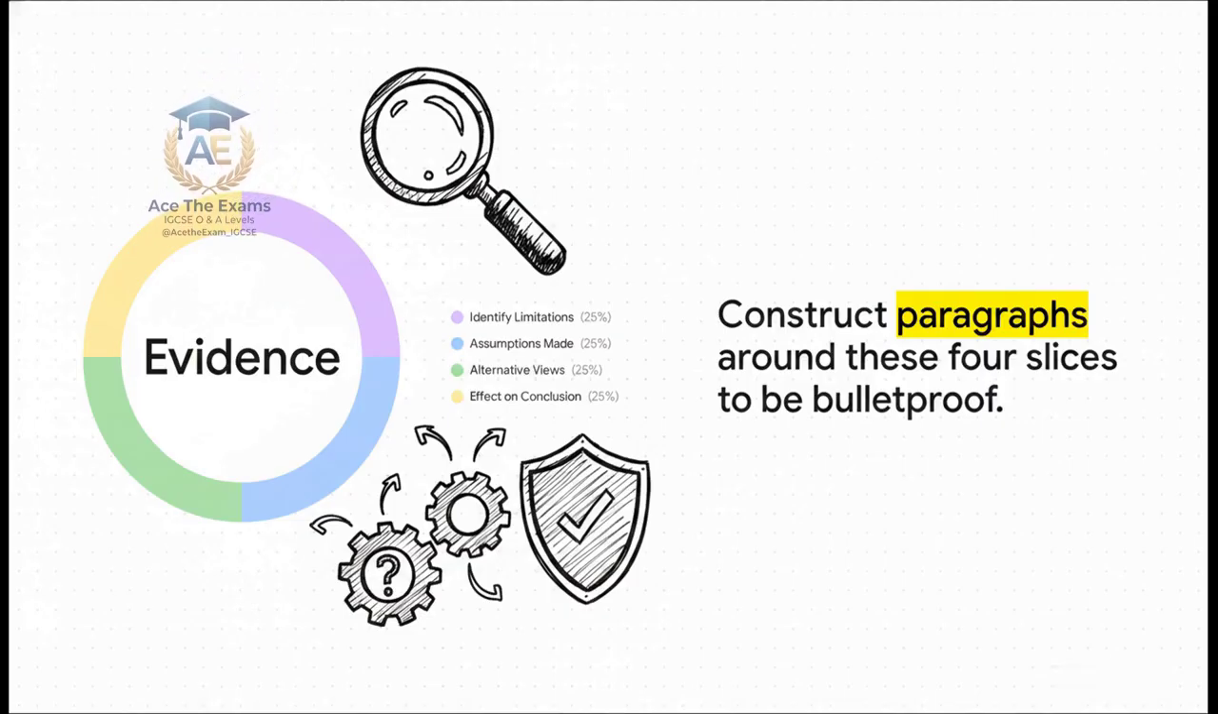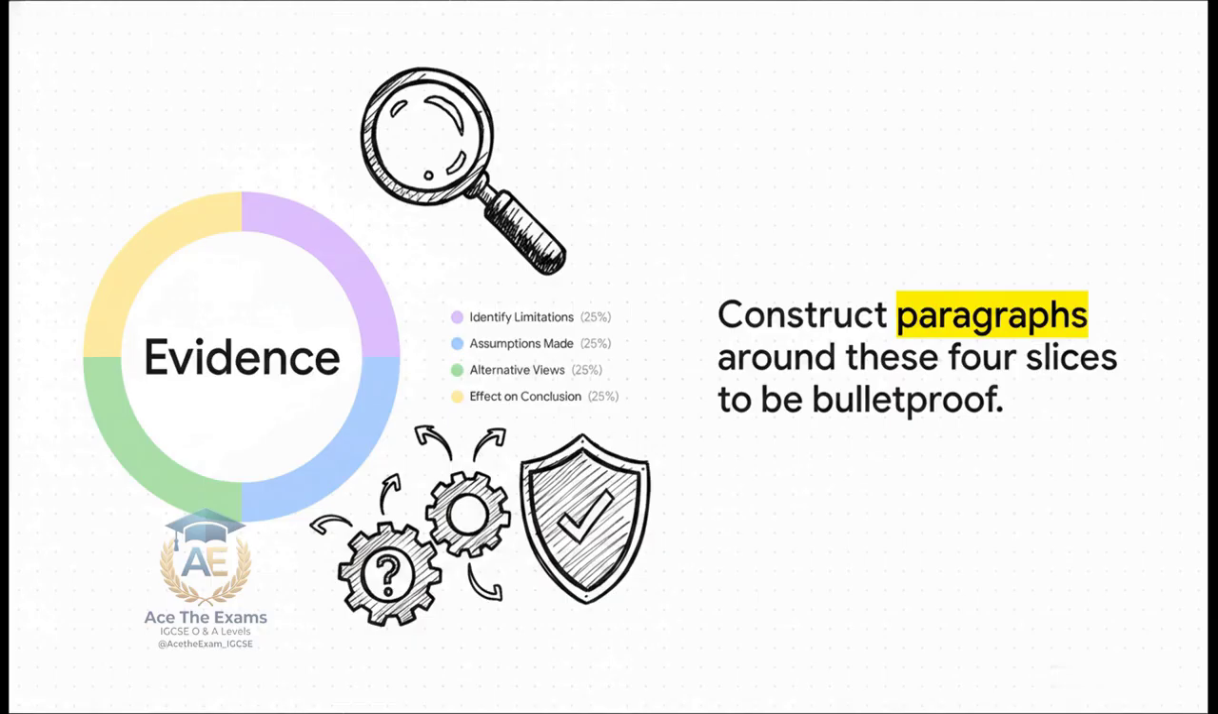Look at these 4 slices on the chart. To build a bulletproof evaluation paragraph, you have to hit these exact beats. First, identify limitations in the data. What isn't the financial statement telling you? Second, explicitly state the assumptions being made. For example, if a company is massively struggling and drowning in debt, is it actually safe to assume the going concern concept is still valid? You have to challenge that.